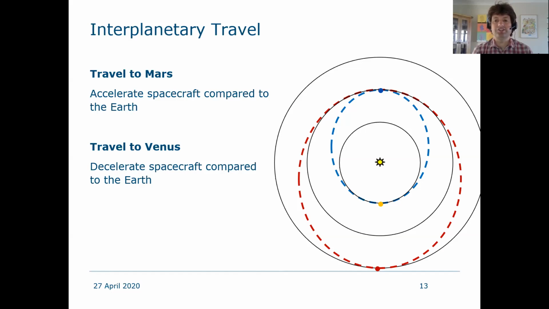In the next session, we're going to start to talk about some of the results from space missions to Venus. And then after that, we'll move on to talking about results from Mars.